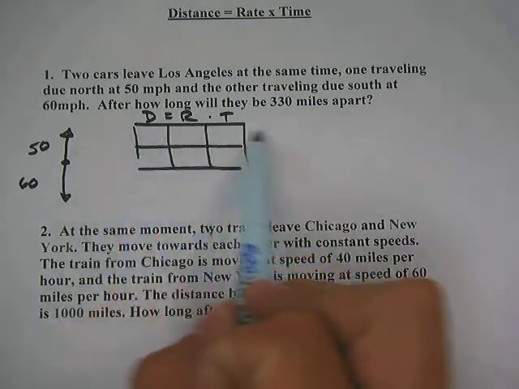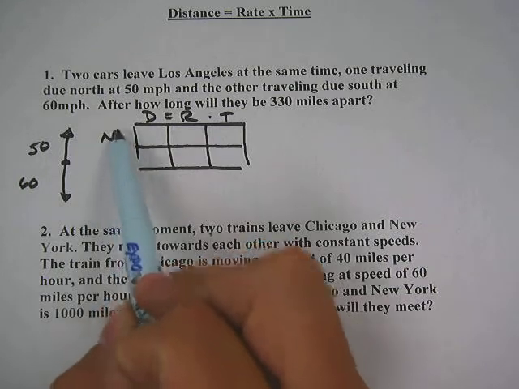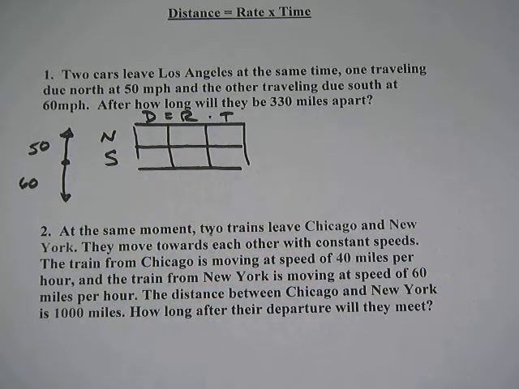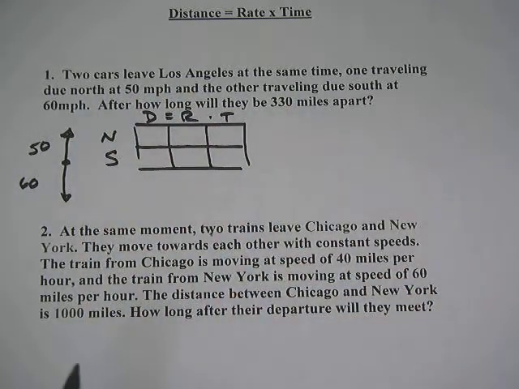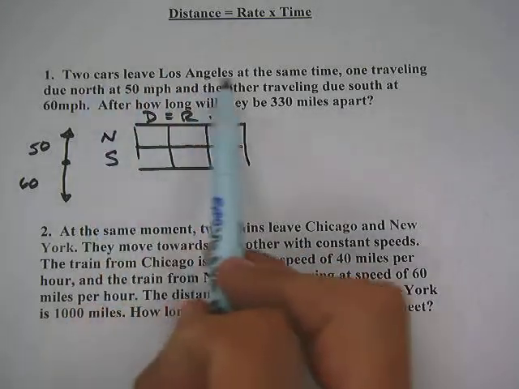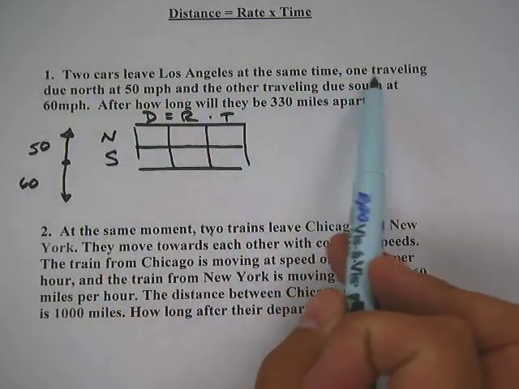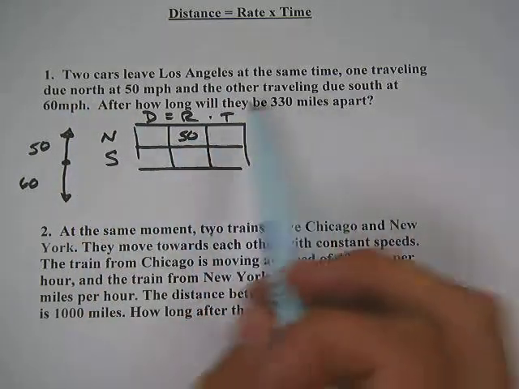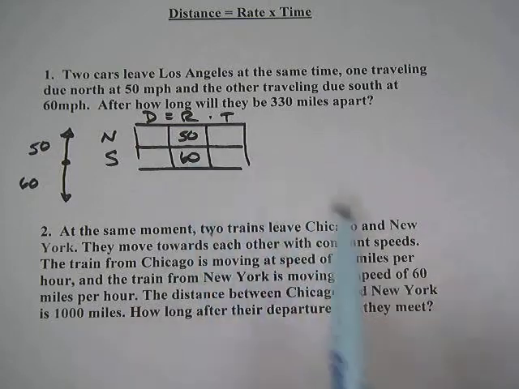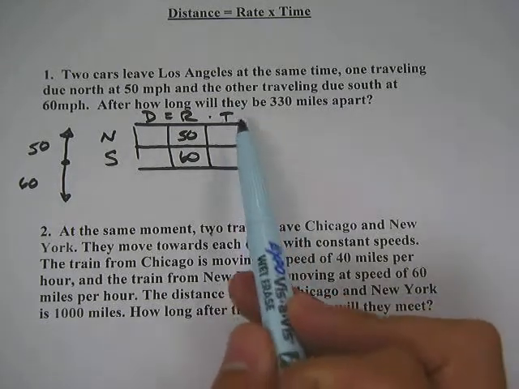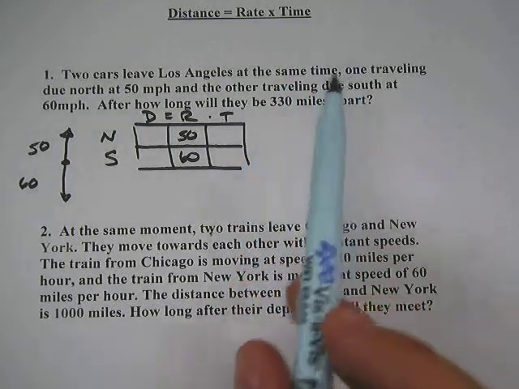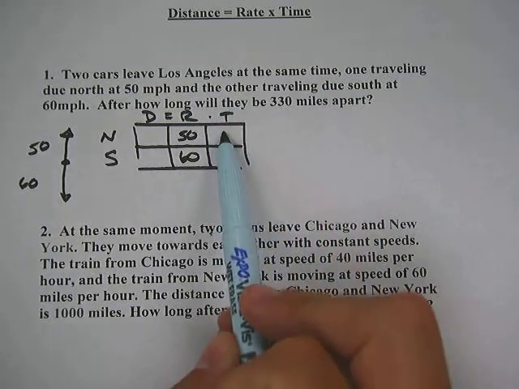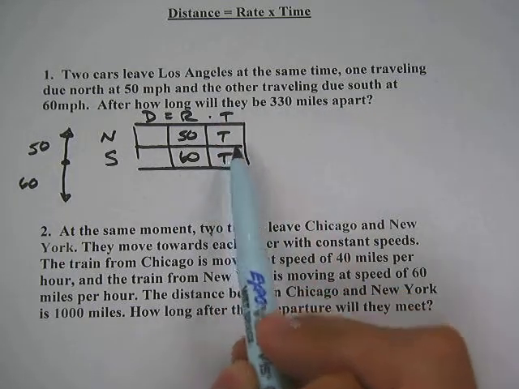And so I'm just going to fill in some things. This top line is for my car going north, and the bottom line for my car going south. I'm just going to read and fill in what I know. It says 2 cars leave LA at the same time. One traveling due north at 50 miles per hour, and the other traveling due south at 60. How long until they're 330 miles apart? Well, do I know anything else? I do know something about time. They're leaving at the same time. So therefore, T will be the same.